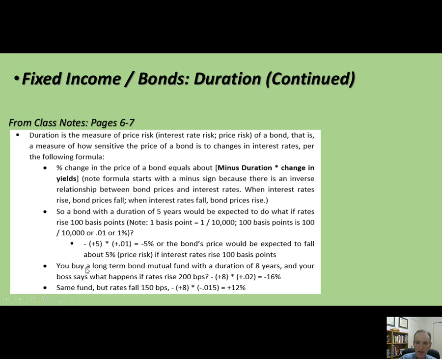if interest rates rise 100 basis points. If you have a bond with an 8-year duration and interest rates rise 200 basis points, you have minus duration times 0.02, or this bond would actually fall 16%. What if interest rates were to fall 150 basis points, you have minus 8 times minus, because they're falling, 0.015, that gives you a positive 12%.